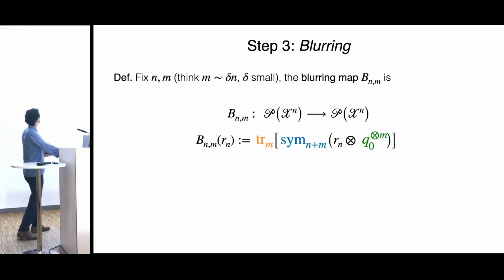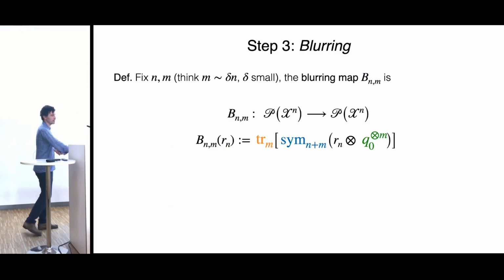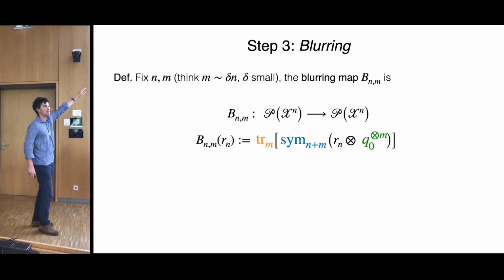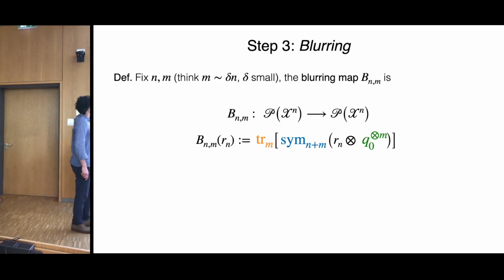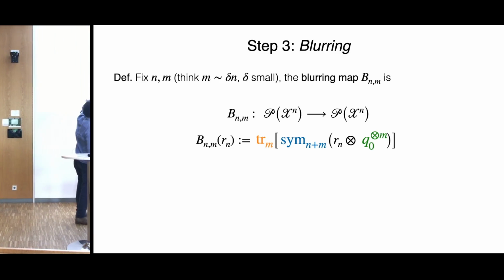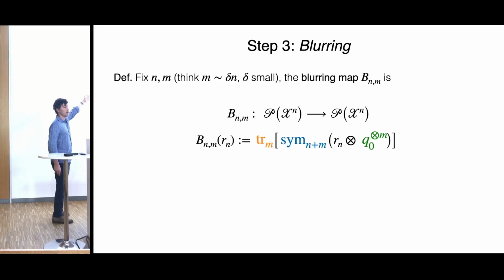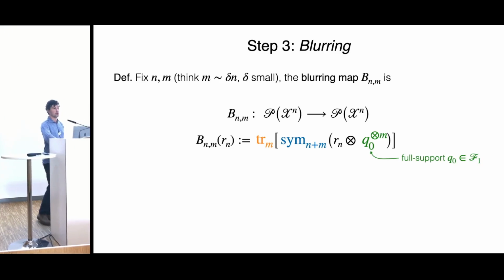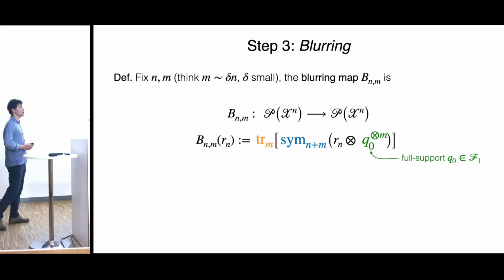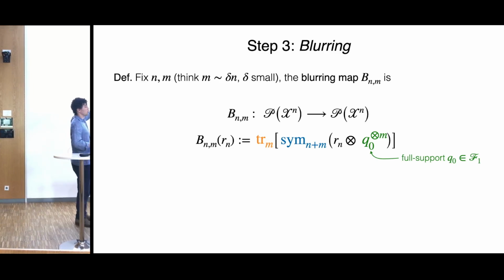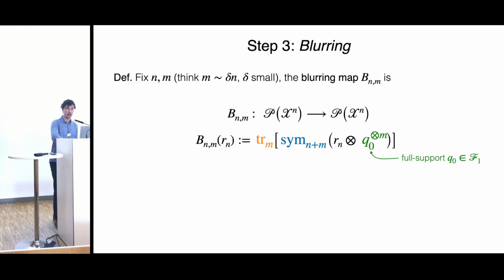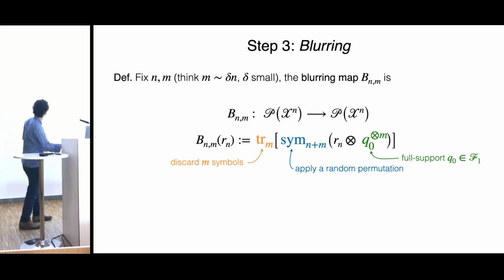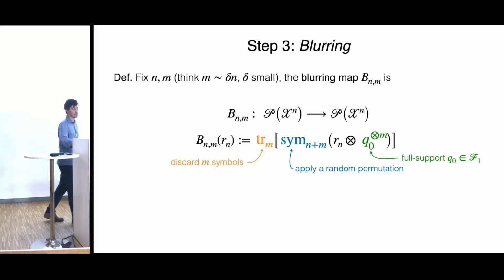Right. So, out of metaphor, what is blurring? Let's say you fix n and m, and you should think of this m parameter as a small fraction of n. Now the blurring map is this operation that we apply to classical probability distributions over n copies of the alphabet. It's composed of three operations. The first one is you add m symbols drawn in an IID fashion according to the full support probability distribution Q naught that you find in the first level of the hierarchy by assumption. Second operation is you apply a random permutation, and the third operation you discard m symbols. So you go back to a sequence of length n.